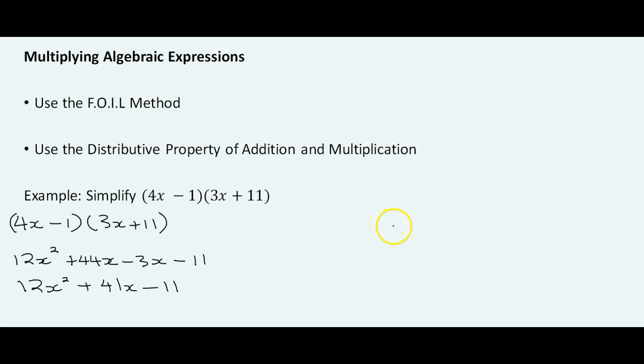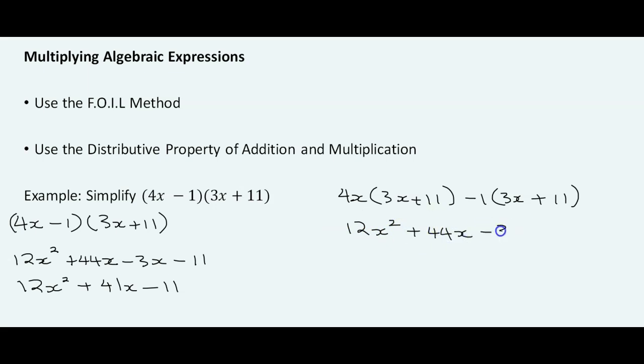Now we're going to use the distributive property as the next method. So we have 4x multiplied by 3x plus 11 minus 1 multiplied by 3x plus 11. So this is going to give us 12x squared plus 44x minus 3x minus 11. And you have 12x squared plus 41x minus 11. So you can see that both methods get you to the same answer.